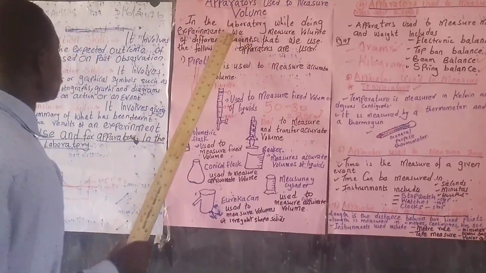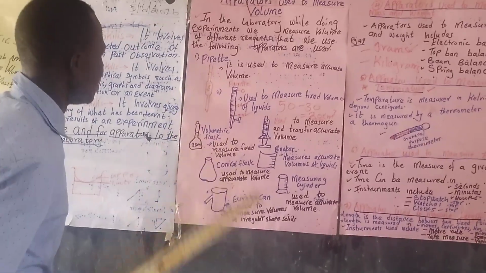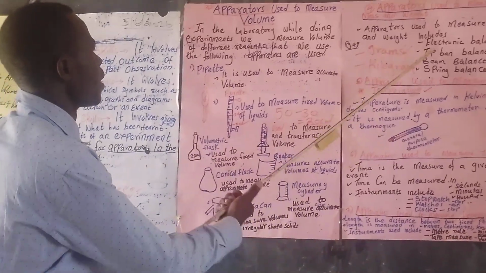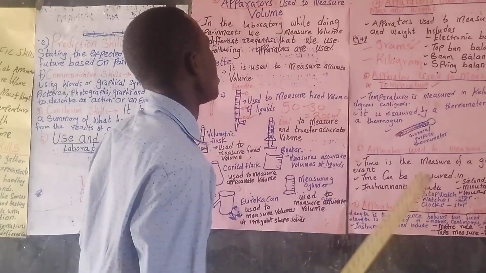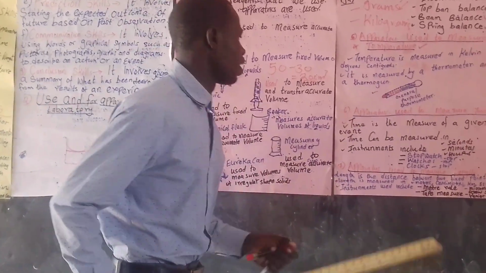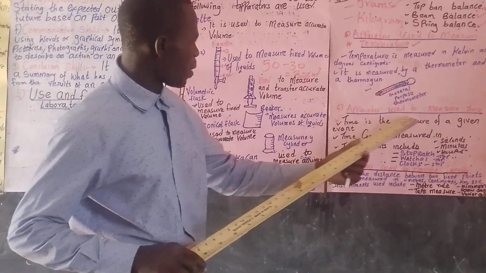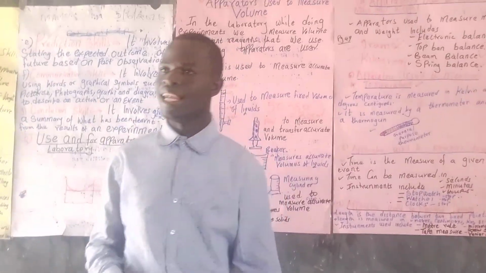Then the apparatus that we use to measure volume, we must be able to understand them and their uses. Apparatus used to measure mass and weight, understand them, master them. Apparatus used to measure temperature, we need also to know. Also apparatus used to measure time, and apparatus used to measure length.